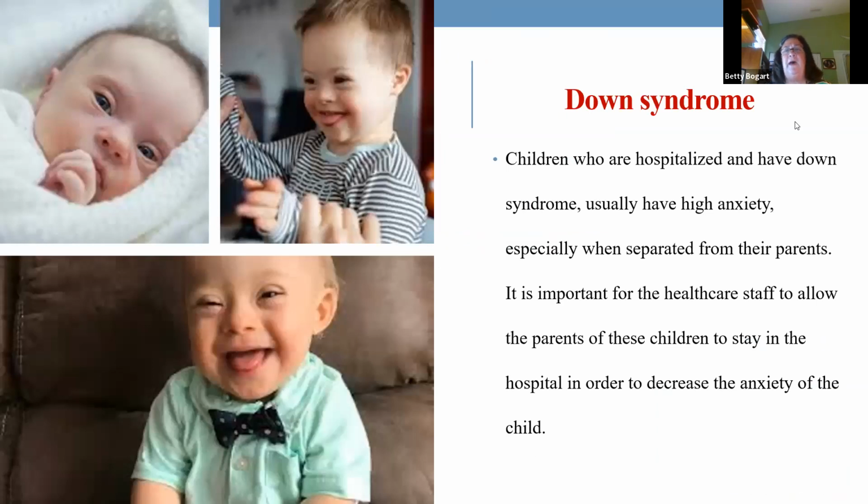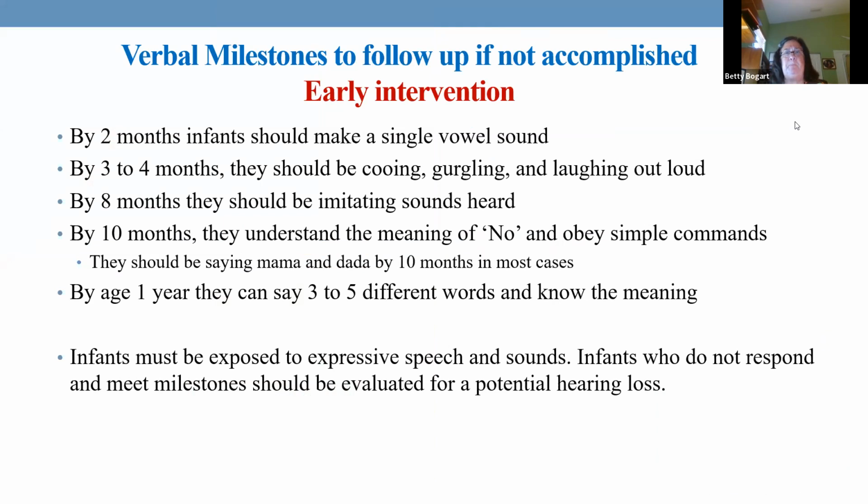These children who have to be admitted into the hospital really have high anxiety because they do not want to be separated from those people they know, their caregiver, their parent. And it's very important, especially with these children, that the parents be able to stay with them overnight because their stress goes very high and we don't want that.